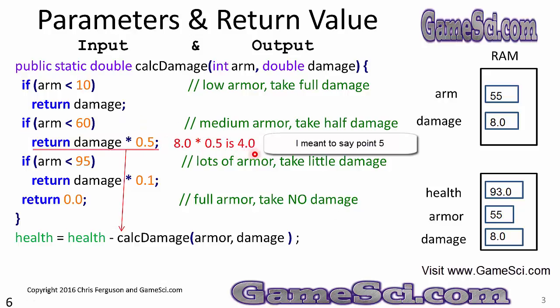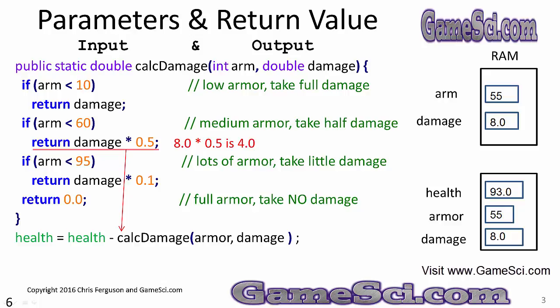8 times .5 is 4.0. So I'm saying with a medium amount of armor, and I take a shot that should do 8 points of damage, I should reduce that to 4 points of damage. More armor, less damage. Less armor, more damage. And that's what this code is trying to do.